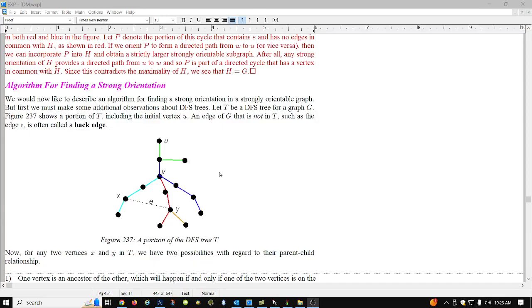Now, the way I'm going to do this is to use a depth-first search tree. And I need to make a few more comments about depth-first search trees in general for arbitrary graphs.